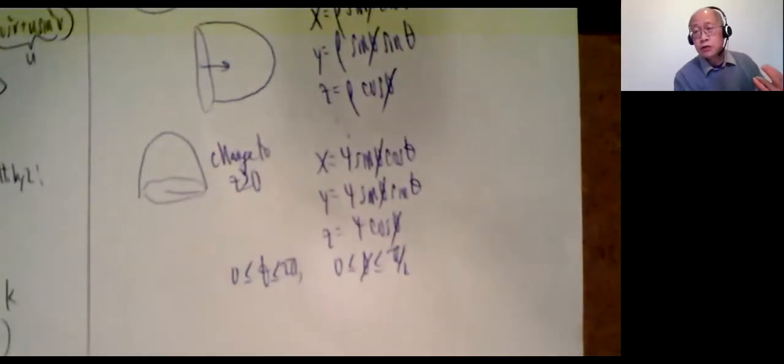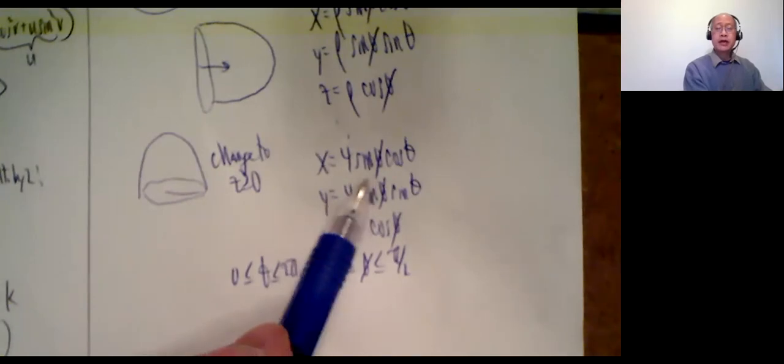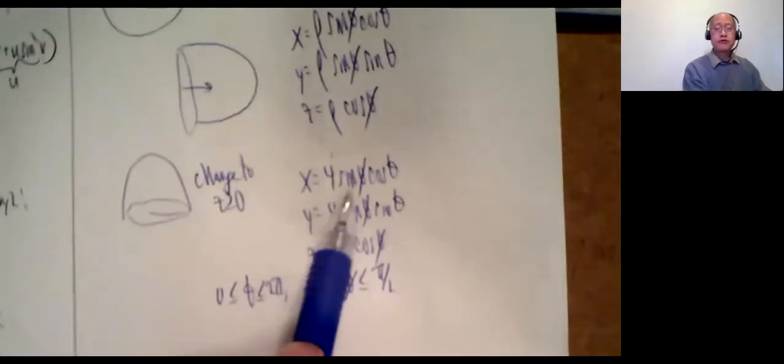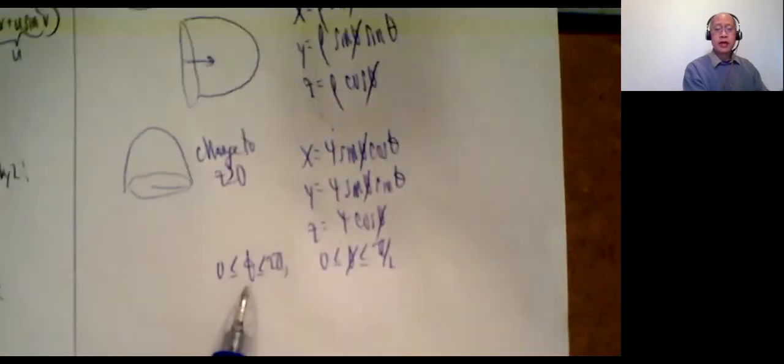Okay, so you need two parameters. The parameters are theta and phi. Rho is not a parameter. Rho is stuck at 4. So the two variables are theta and phi. Theta goes from 0 to 2 pi. Phi goes from 0 to pi over 2.